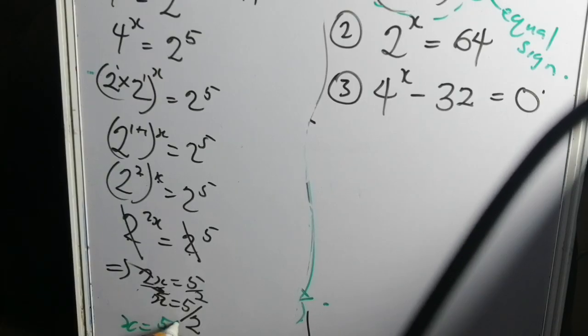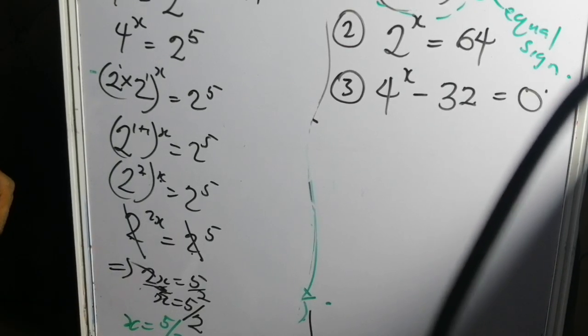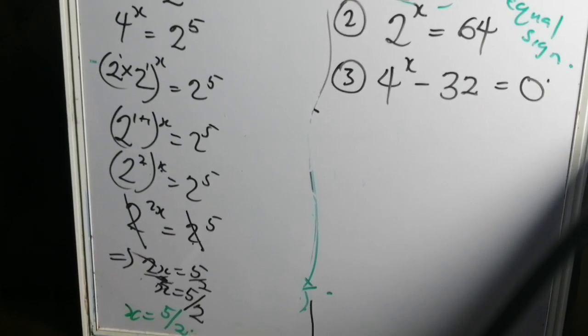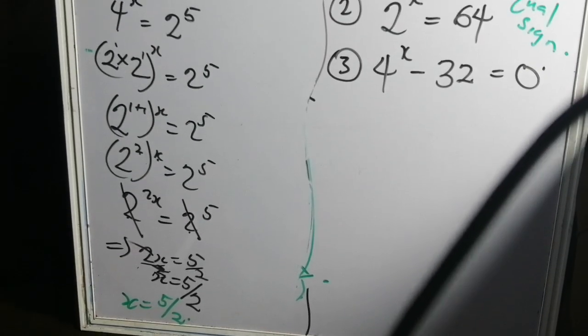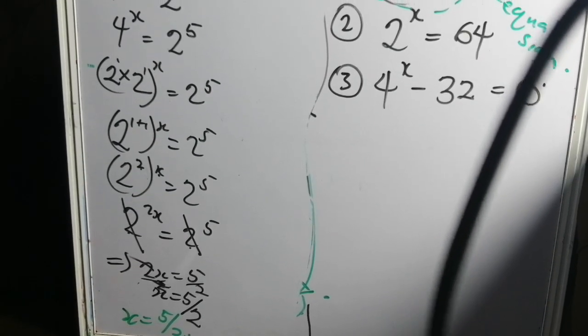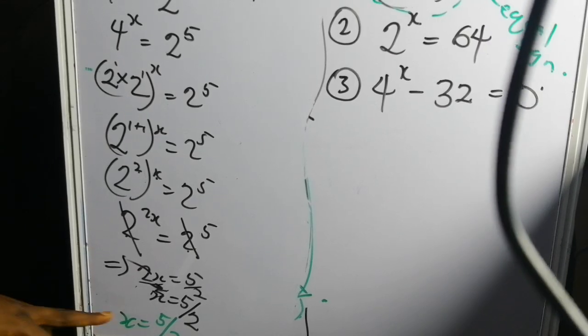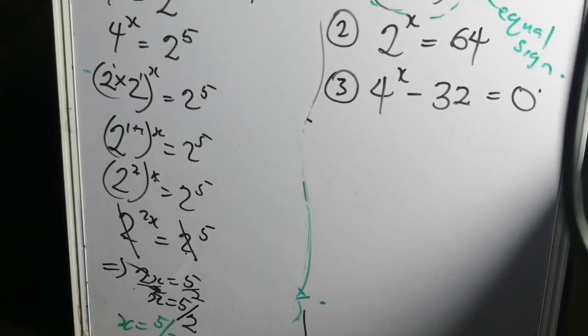So if they say find x, don't be scared. Don't be looking for x. x is in the question, but you can get the value of x. That's what they mean by find the value of x. You understand? So at the end of the day, the answer is x equals 5 over 2.